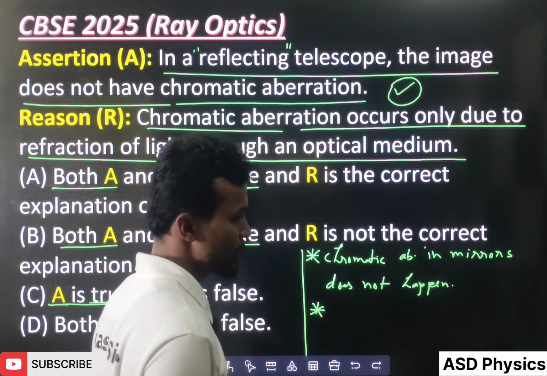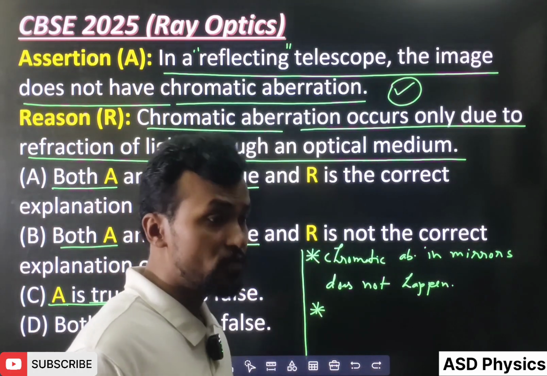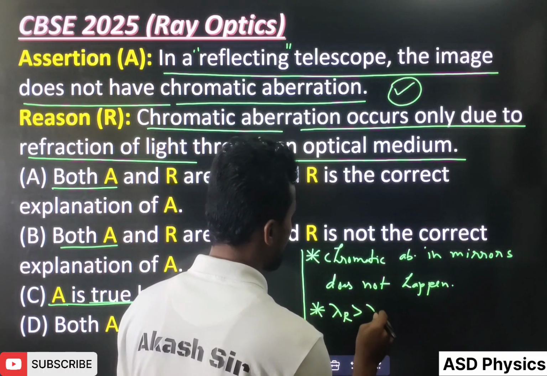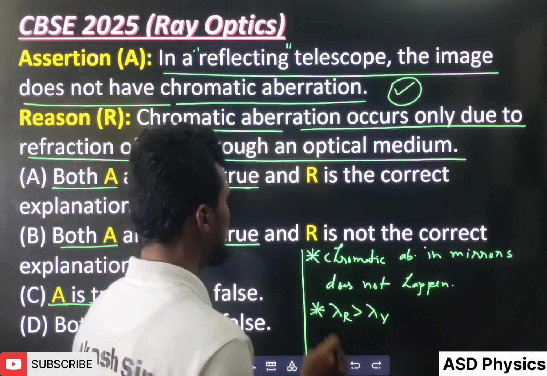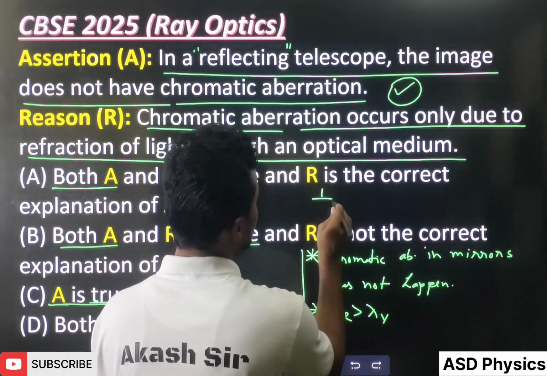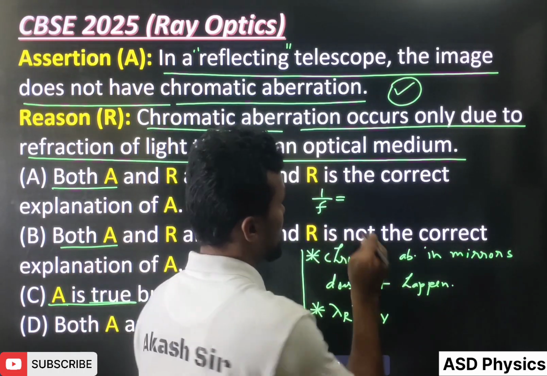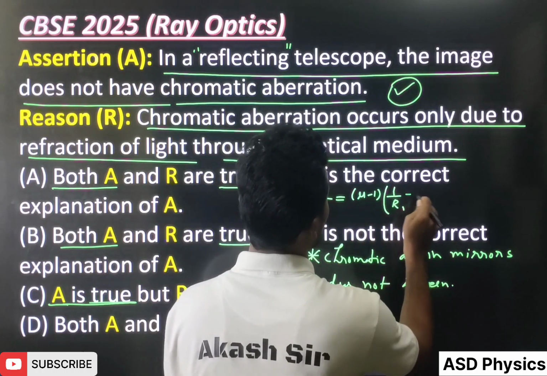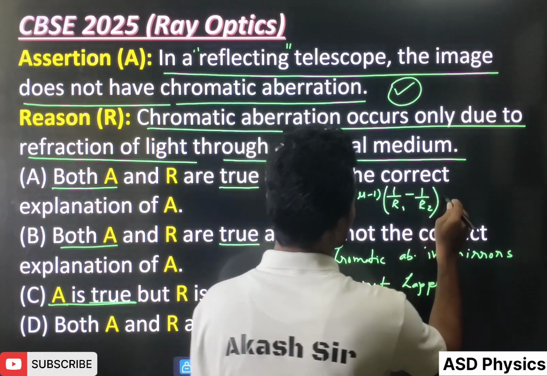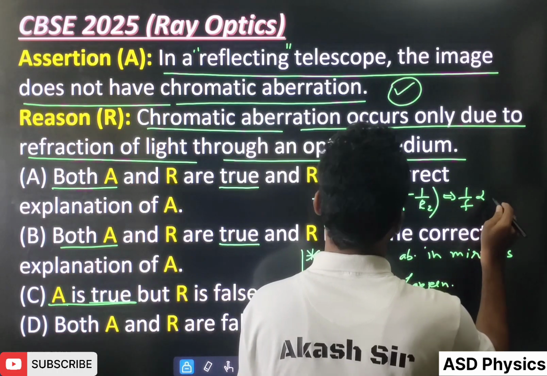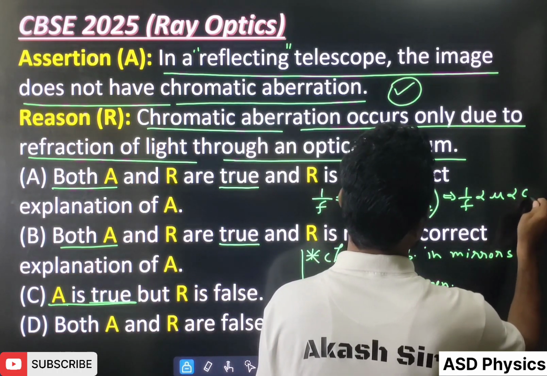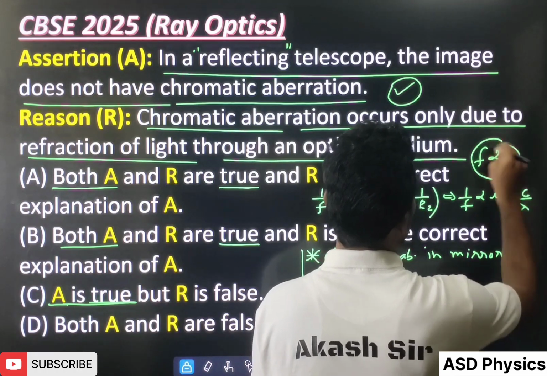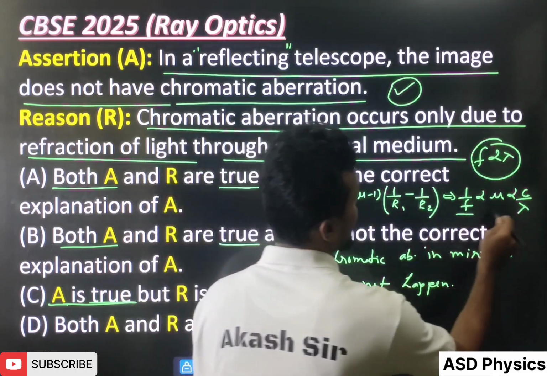Why does it happen? Because the wavelength of colors of light is different, like I have told you, lambda r is greater than lambda v. And you know one more formula: 1 by f equals mu minus 1 times 1 by r1 minus 1 by r2. So 1 by f is directly proportional to mu. What is mu? C by lambda. So we can tell here f is directly proportional to lambda.